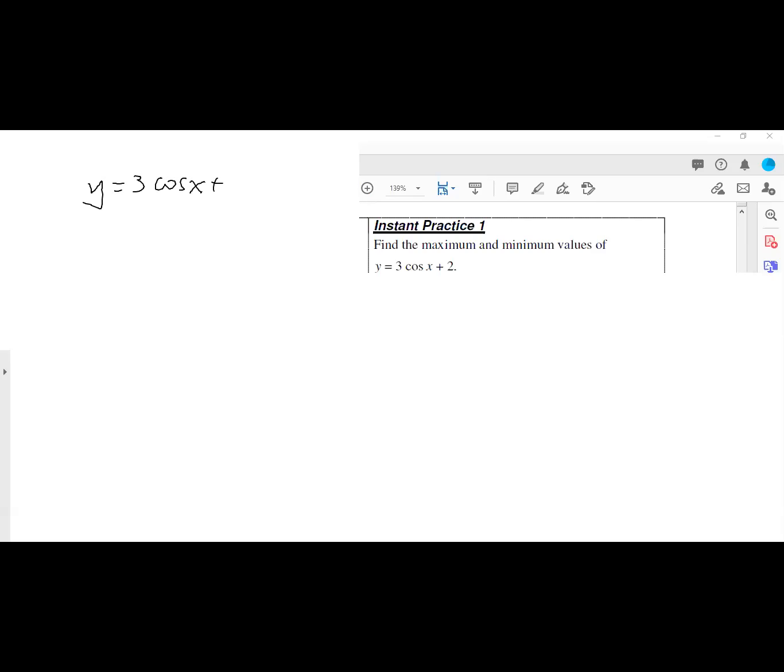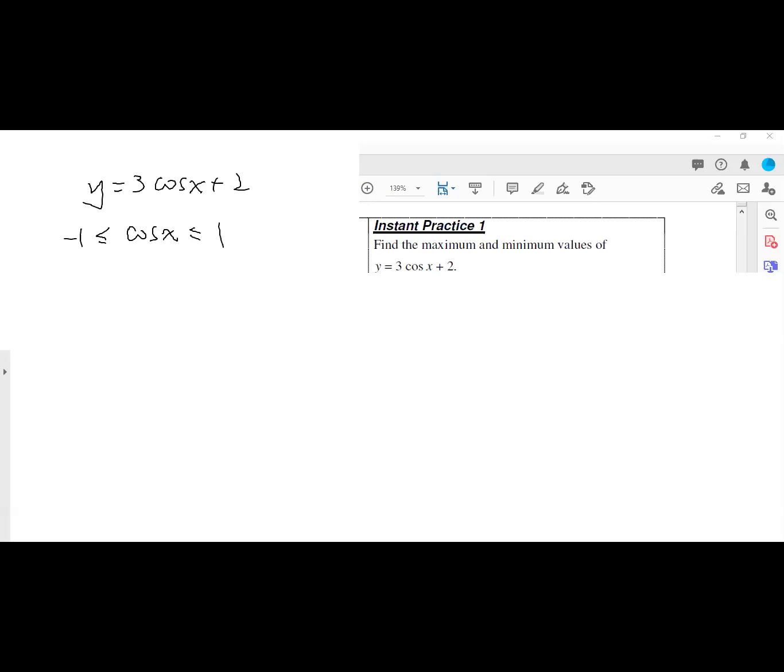Do we need any simplifications? No, because there's only one term with cosine x, one cosine term, okay? No sine term, no other cosine term to be calculated, okay? So we just start from the inequality. And this function is in terms of cosine x. So we start with the cosine inequality. -1 less than equal to cosine x, less than equal to +1.